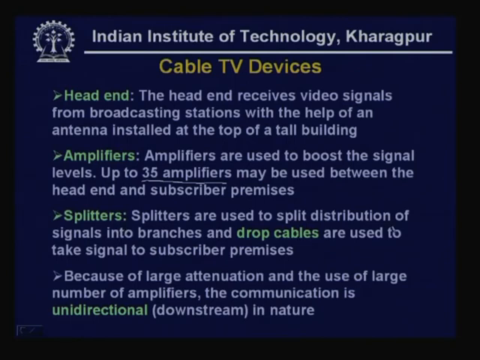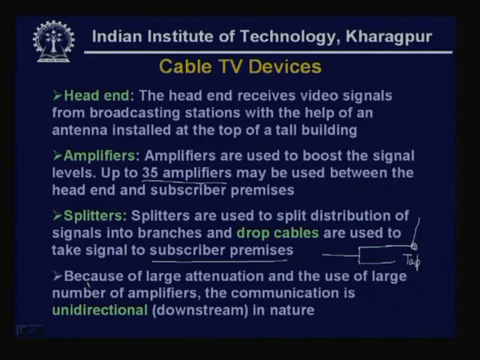Then you have splitters. Splitters are used to split the distribution of signals into branches. So, with the help of these splitters, from a single coaxial cable you can have, say, 2 coaxial cables and so on. Then from the drop cable you can make a tap, and from that tap the drop cable goes to residential buildings, that means the user premises, the subscriber premises. So, this is how the cable TV system works with the help of 3 devices.